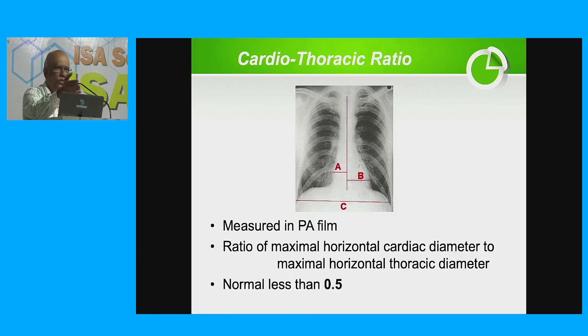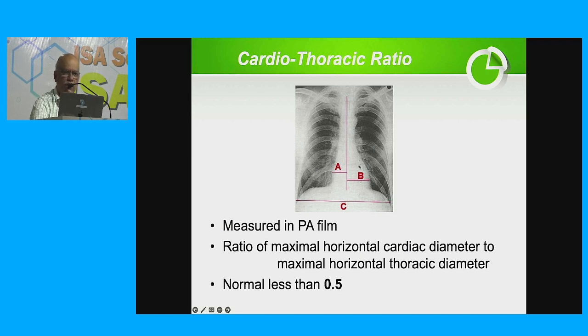So what is the importance of the cardiothoracic ratio? Normally the cardiothoracic ratio, measured in the PA view, should be less than 0.5. What is the cardiothoracic ratio? Again, it should be measured only in a PA film. You draw a vertical line from the midline in a properly positioned film. Line A is drawn towards the right heart border, the maximum point, and B to the left heart border, and A plus B should be 50% or less of the total chest width C in a normal.